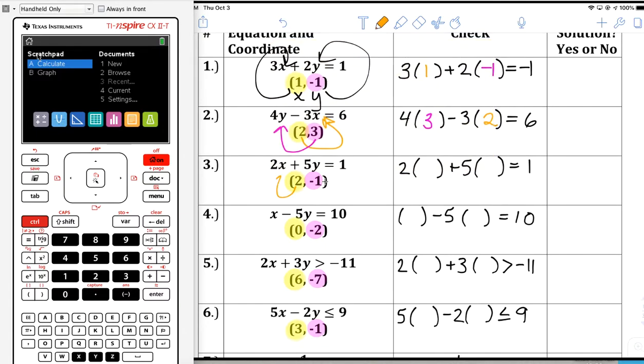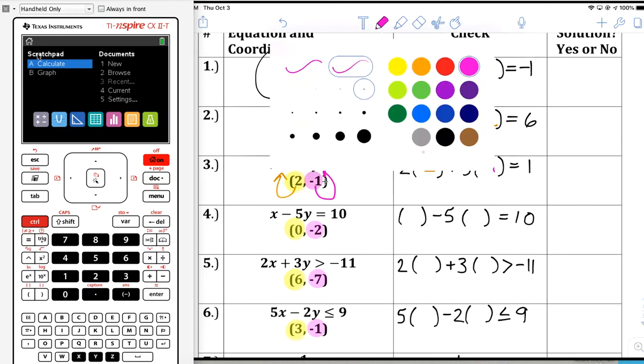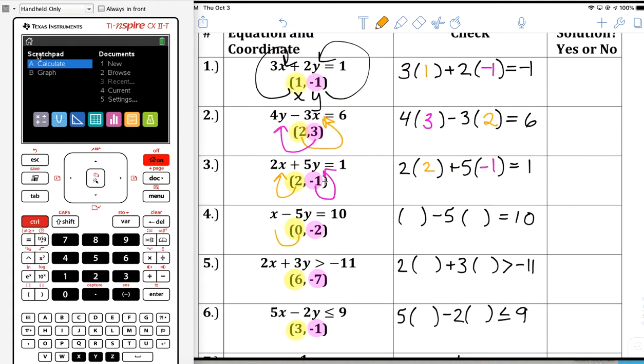We're going to take the x, plug it in where the x is. We're going to take the y number negative 1 and plug it in where the y is, next to the 5. Moving on to number 4, we're going to plug the x in, the 0 where the x is, so 0 right here. And I'm going to grab my y number, plug him in next to the 5. Negative 2 is getting plugged in parentheses next to the 5.